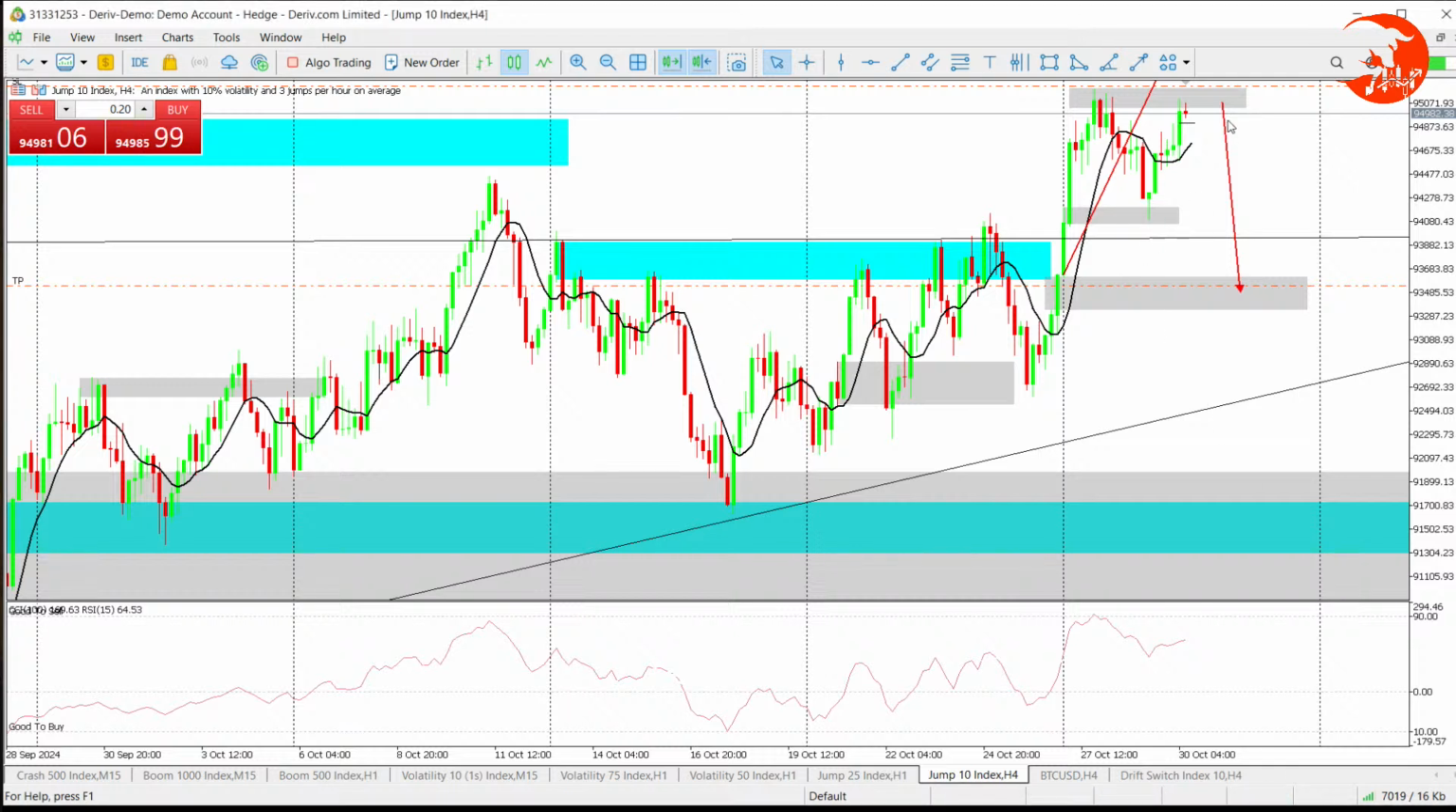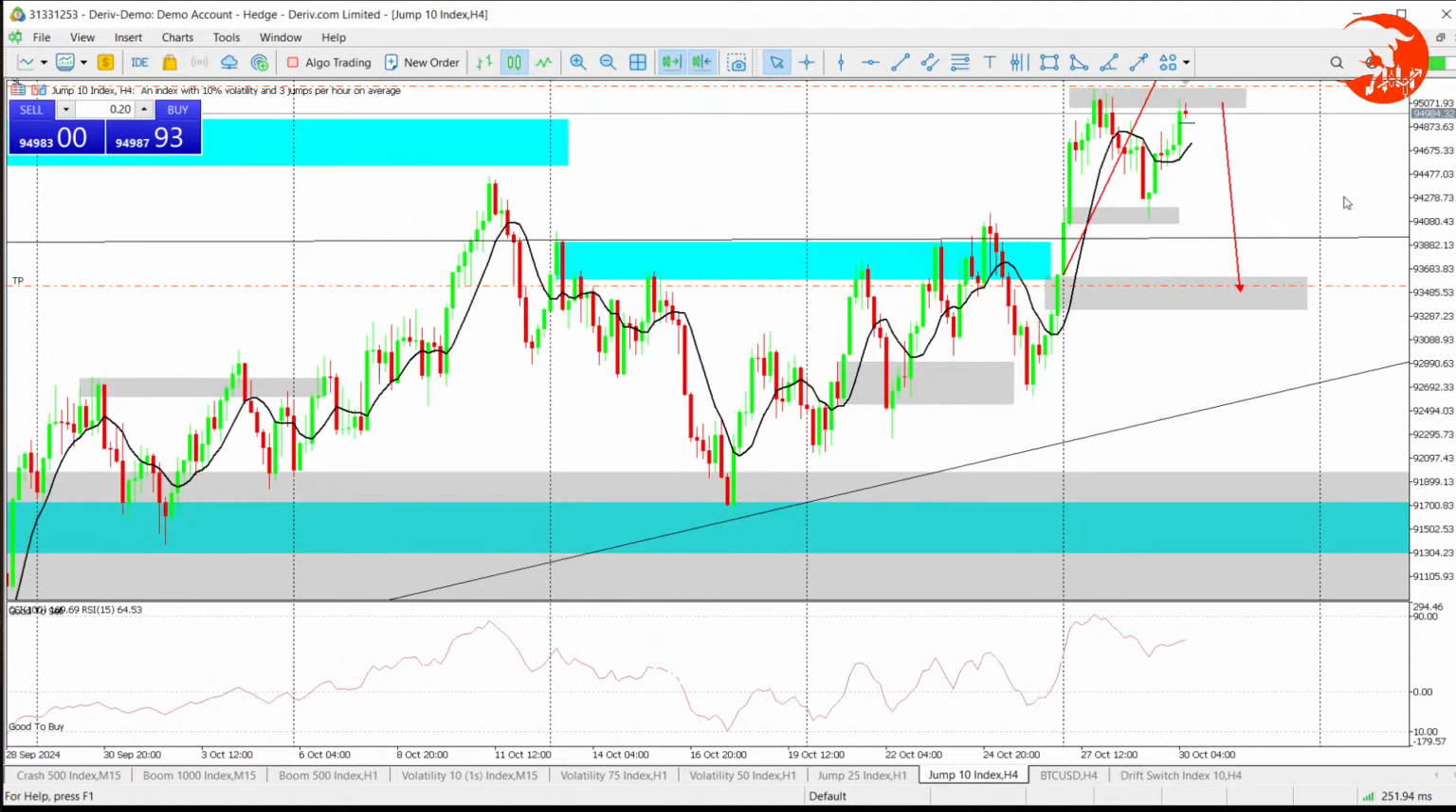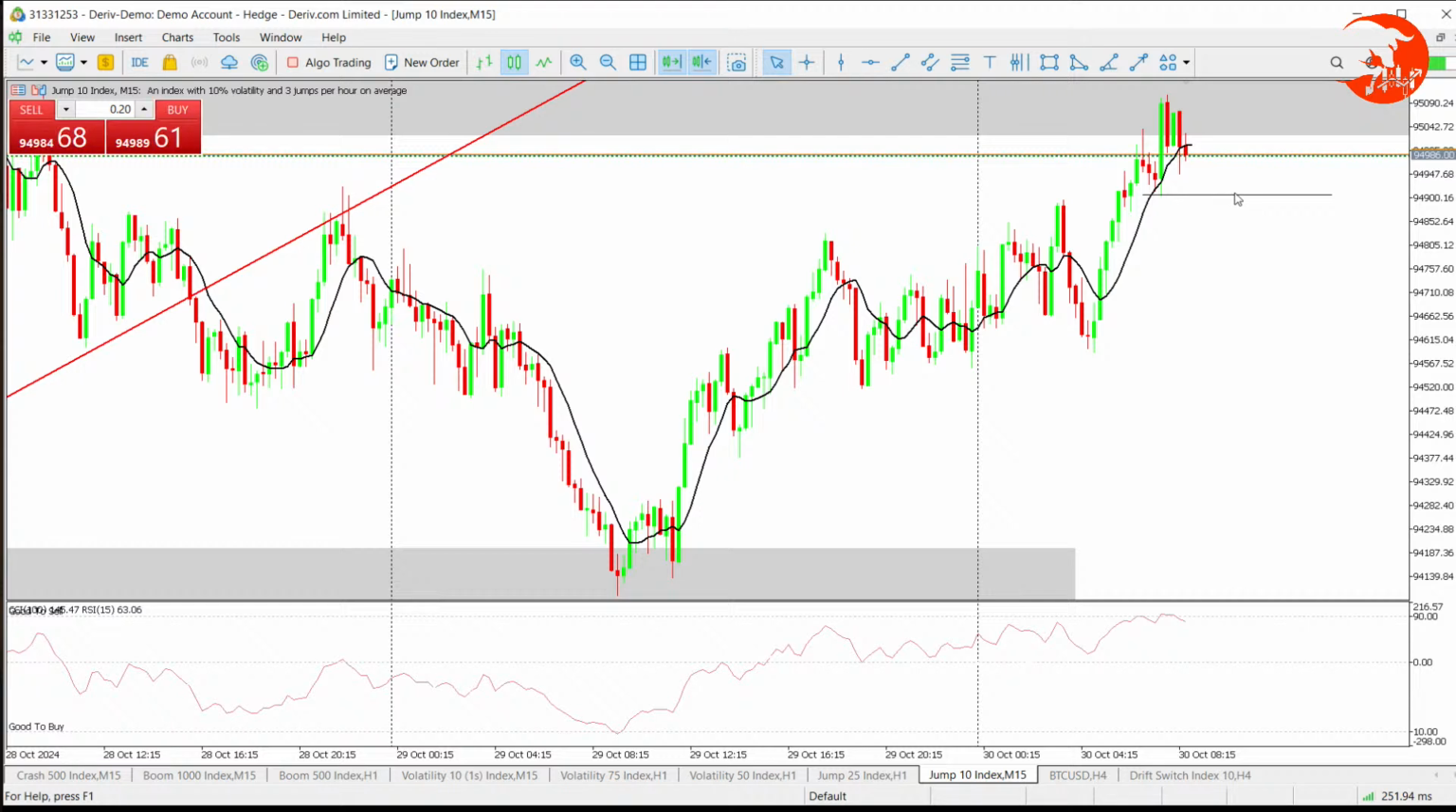Okay, so right here I've entered my sales on Jump 10. Why? Because of that level there on H4, and of course I confirmed that with M15 being a sell, so that's why I'm in a sell. But I've said you guys can wait for the breakout here to make your entries. So don't do what I've just done here, just wait for this. I don't want to risk your money.